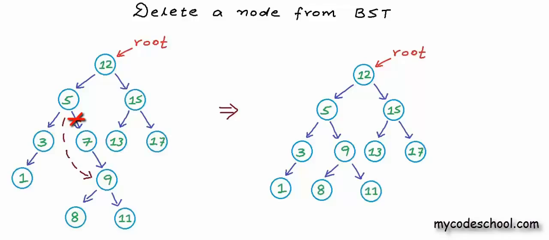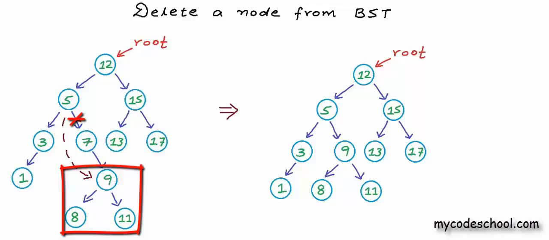Okay, so are we good now? Is the tree on the right a BST? Well, yes, it is. When we are setting this node with value 9 as right child of the node with value 5, we are basically setting this particular subtree as right subtree of the node with value 5.